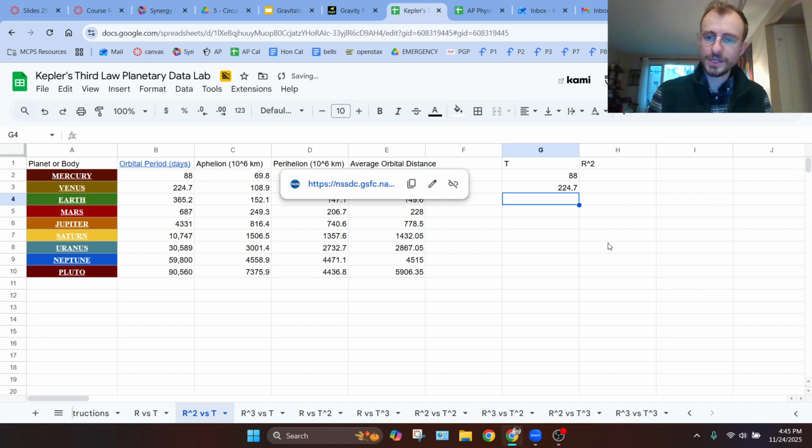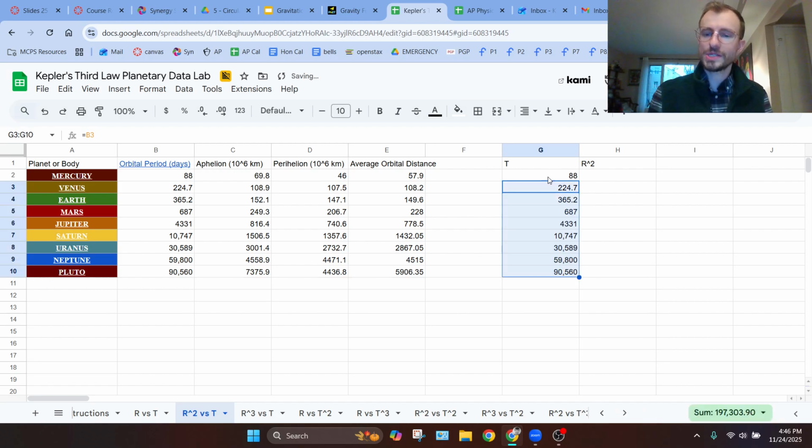it will copy over Venus. Or once I have it highlighted, if I see this little blue dot and I mouse over it, click it, and then drag down, you can see that outline is sort of showing up there. And if I release, it copies all of them.